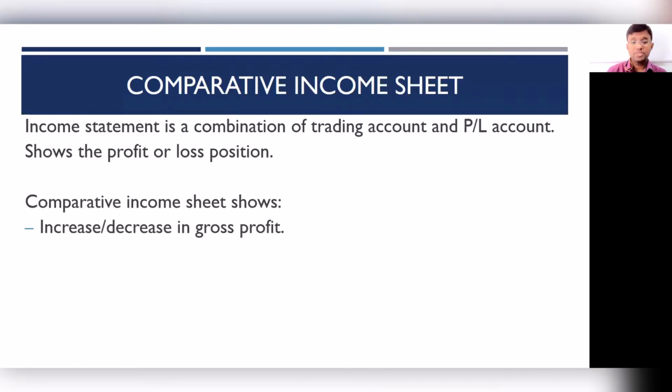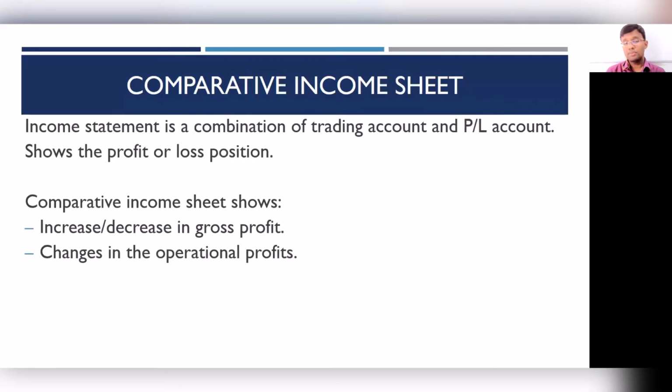Now, the reason why we prepare the comparative income statement is because we want to evaluate whether there is an increase or decrease in the gross profit. Whenever you pick up any organization, there are two kinds of profit: gross profit and net profit. Gross profit is the profit that the company earns from its operational activity. Net profit is the profit that the firm earns collectively from all its activities. So that is what is meant by net profit.